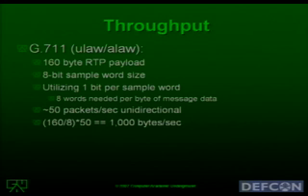Some throughput I was able to achieve for G711. Most of my testing, I had a 160-byte RTP payload using an 8-bit sample word size and utilizing just the least significant bit from each sample word. That's basically 8 samples needed to embed 1 byte of data. At 50 or so packets in either direction, you get about 1K per second.